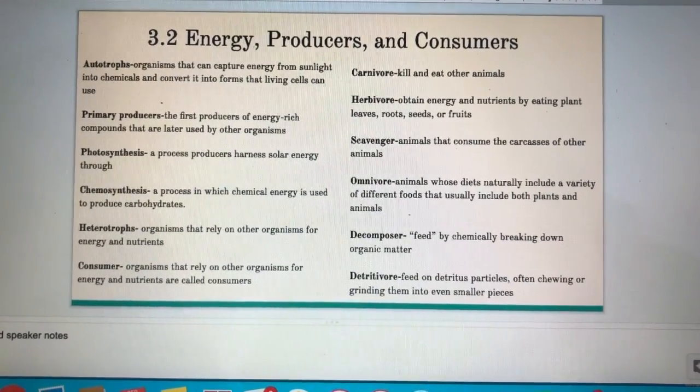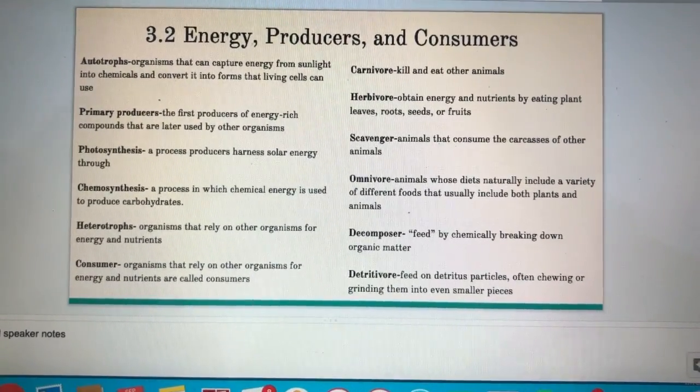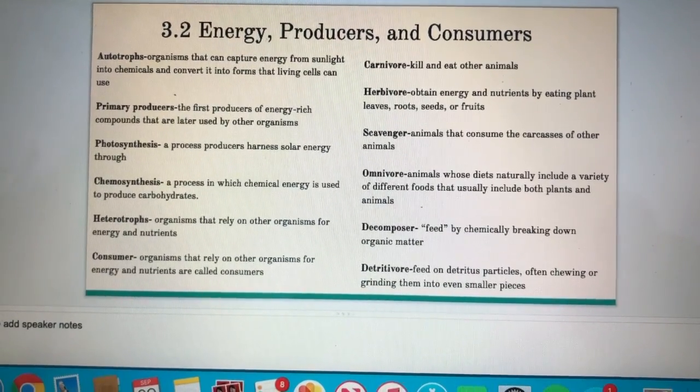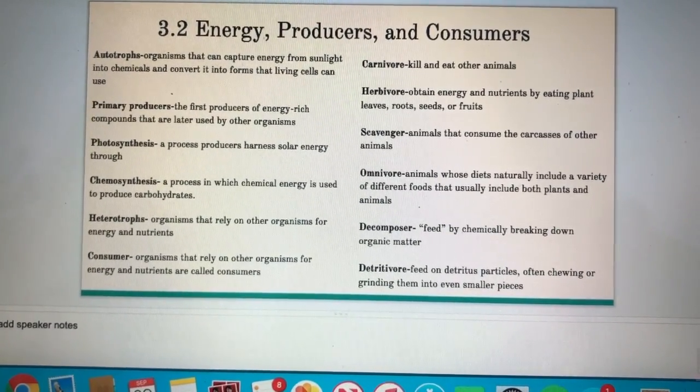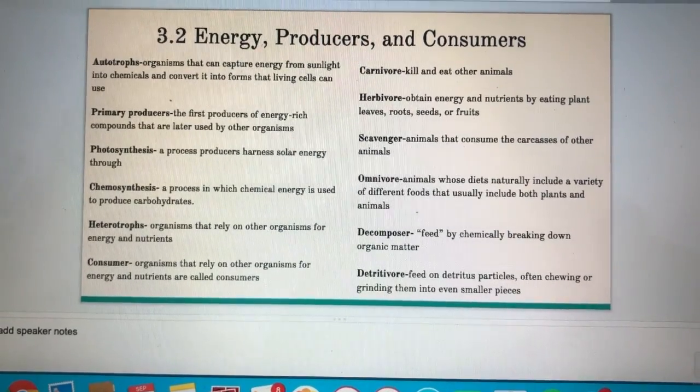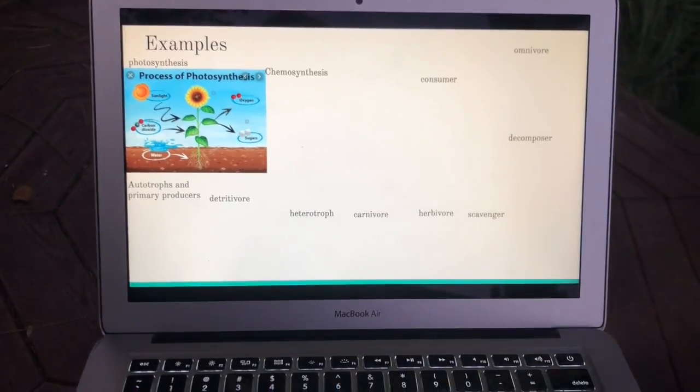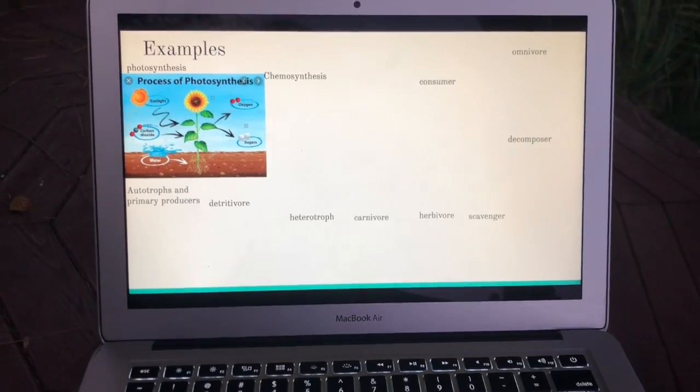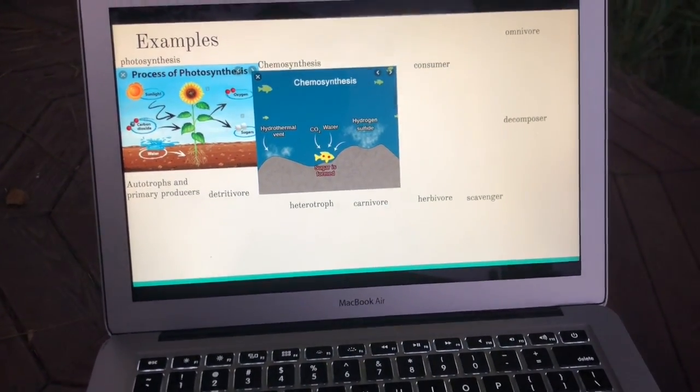Decomposers feed by chemically breaking down organic matter. Detritivores feed on detritus particles, often chewing or grinding them into even smaller pieces. This is a diagram of the process of photosynthesis. This is a diagram of chemosynthesis.